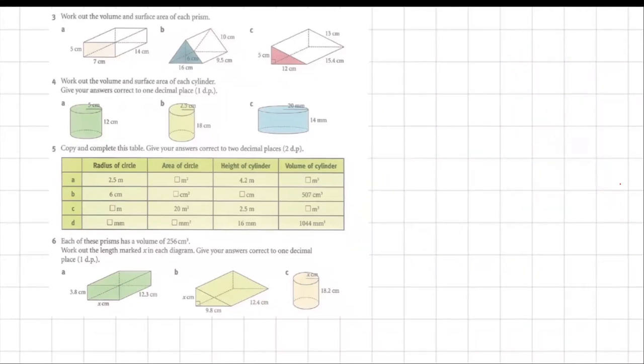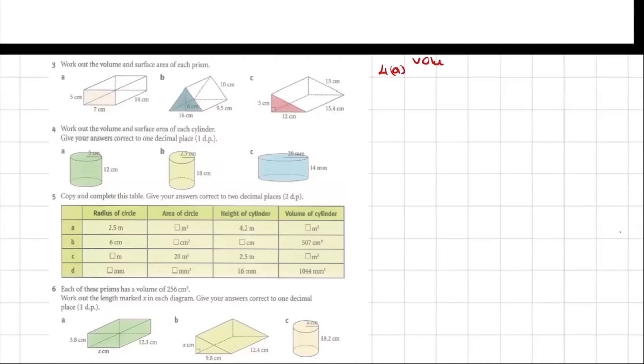Okay, the next one is we need to work out volume and surface area for each cylinder. Give your answer correct to 1 decimal place. So let's look at question A. Number 4, we look at volume first. Volume is very easy. Only volume, we look at the volume of the shapes. So this one is always pi r square multiplied by height. This is your area of cross section. So it works exactly like how we did for the prism. So for question A, area of the circle will be pi 5 square multiplied by 12.